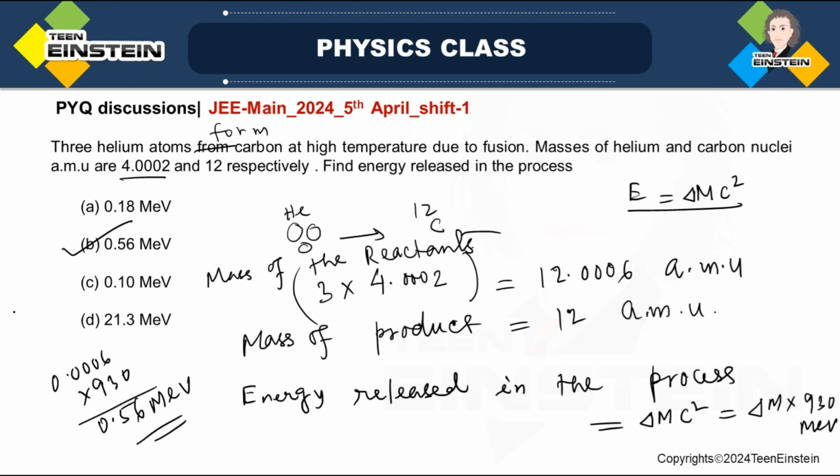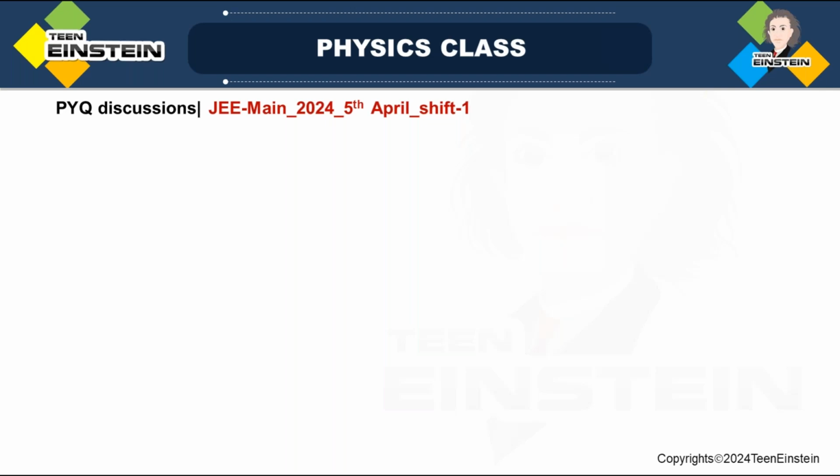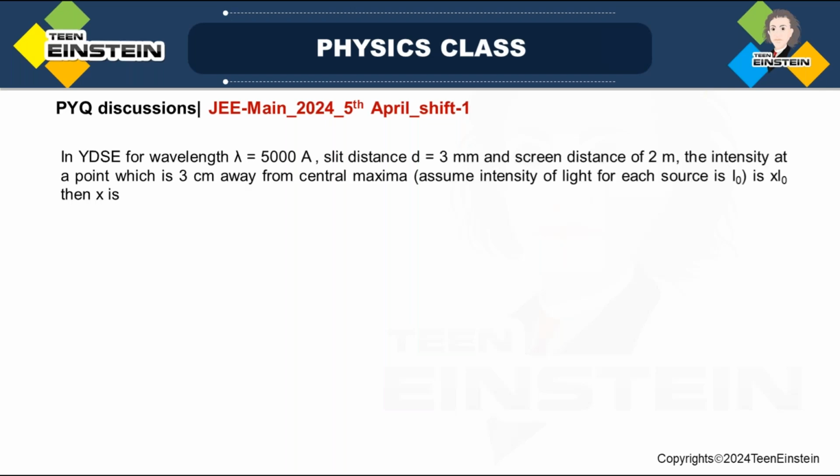All right, so let us go to the next problem. This is also from the SIP 2 paper. The question says in YDSE, that means Young's double slit experiment, the wavelength lambda is given. Let me write it here: 5000 angstrom.